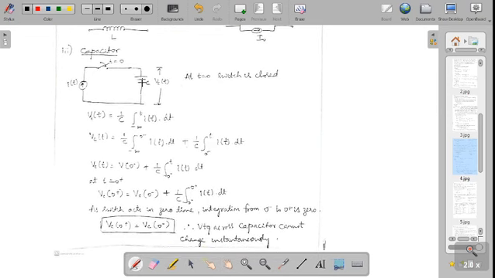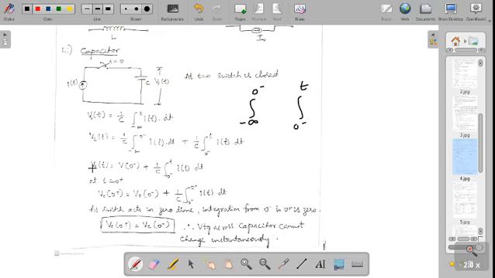The capacitor opposes the sudden change of voltage. This is your current I of t, this is the switch, and this is your capacitor. The equation for the voltage across the capacitor is given by 1 by C times the integral from minus infinity to t of I of t into dt. This integration can be split into two parts: from minus infinity to 0 minus, and from 0 minus up to t.